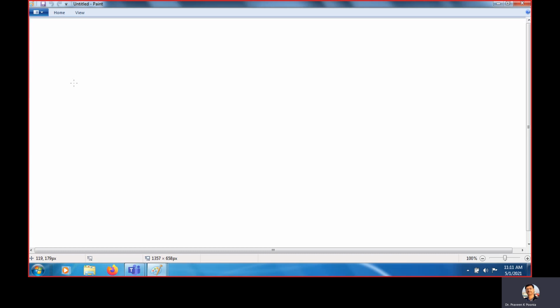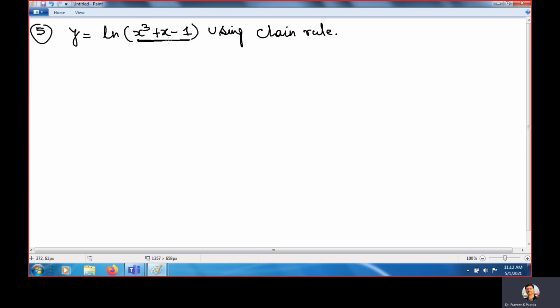Okay, another question we will take. This is question number 5. y is equal to ln of (x power 3 plus x minus 1). So how do we do it? Using chain rule. Chain rule you need to use. Clear? So you can see here y is equal to ln. It is not x, it is something different.